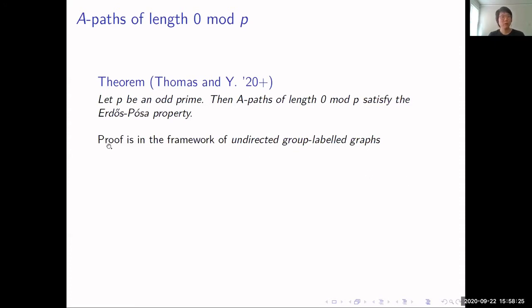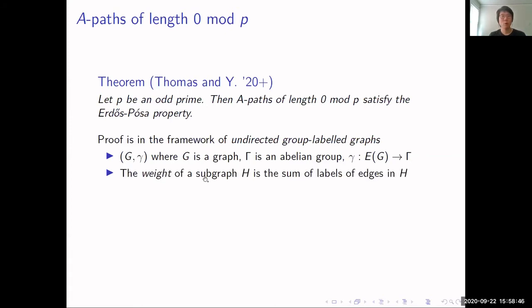Okay, and we prove this in a more general framework of undirected group labeled graphs. So first, let me describe what these are. They're just undirected graphs, and we have an abelian group gamma and a mapping of the edges to the group. And the weight of a subgraph or a path or a cycle is just the sum of the labels of the edges in the path or cycle.